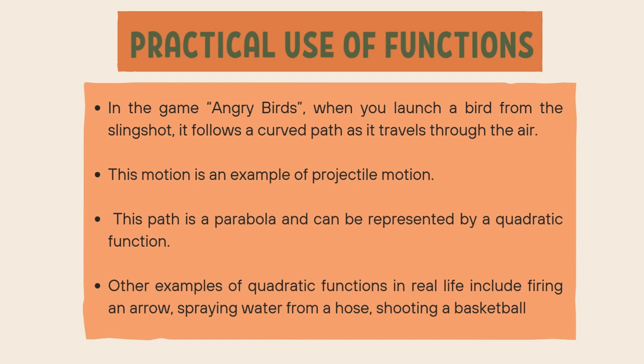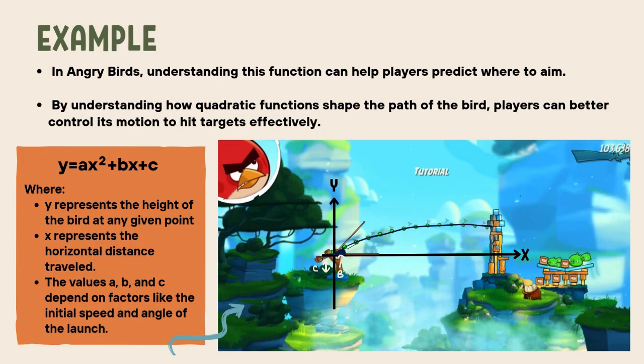So now I'm going to talk about the practical use of function. In the game Angry Birds, when you launch a bird from the slingshot, it follows a curved path as it travels through the air. This is an example of projectile motion, and this path is a parabola, and it can be represented by a quadratic function. And also other examples of quadratic functions in real life include firing an arrow, spraying water from a hose, and shooting a basketball. In Angry Birds, understanding this function can help players predict where to aim.